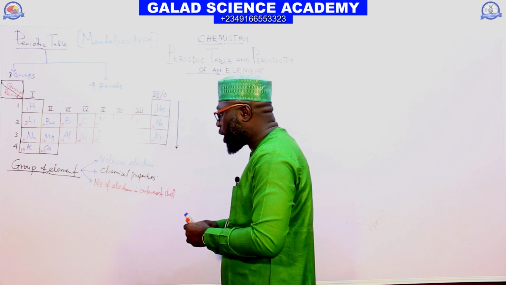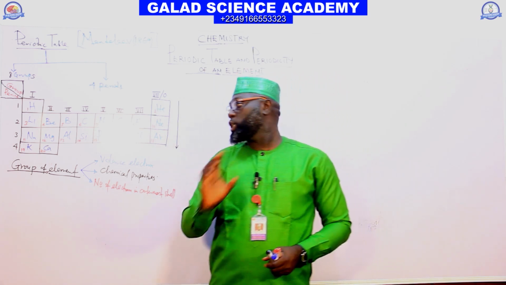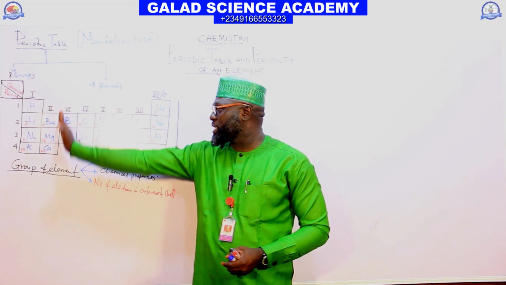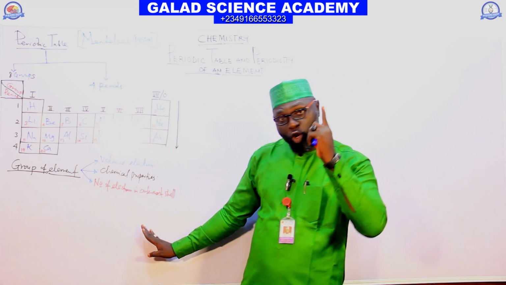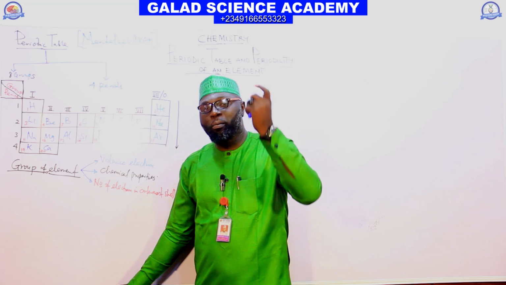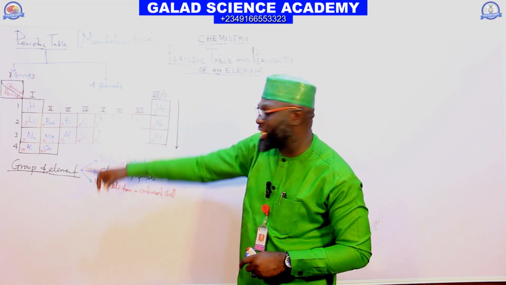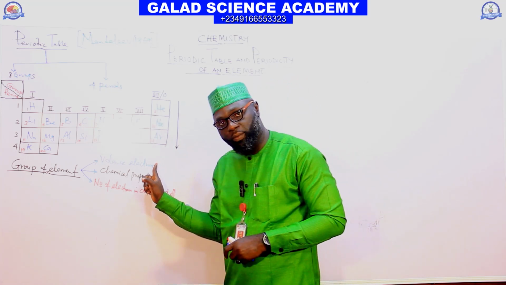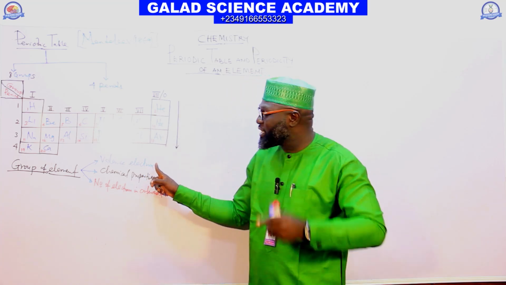So we can also call it valency electron. What do you need to know in the group? The group simply means the vertical arrangement of an element in the periodic table. The group of an element can be determined by the number of electrons in the atom's shell, which is the valency electron.